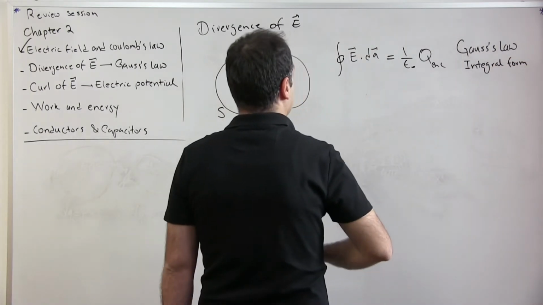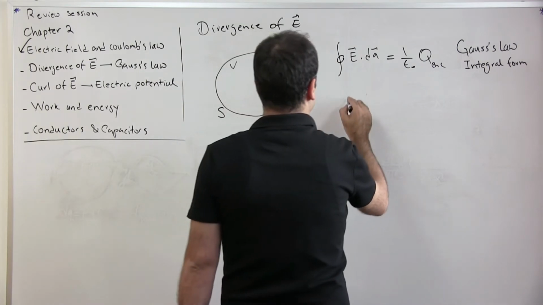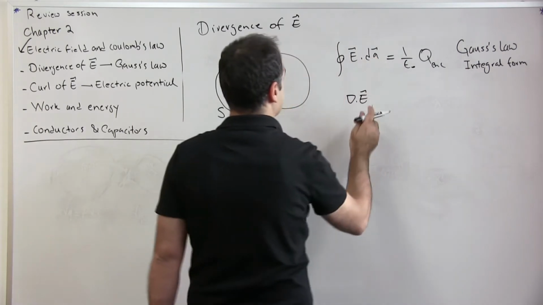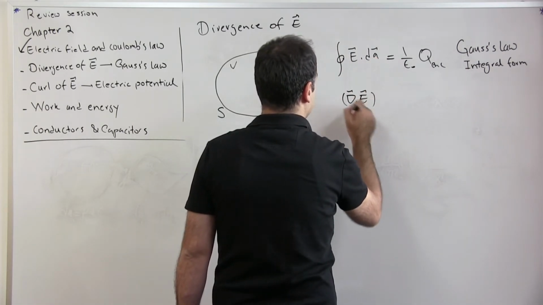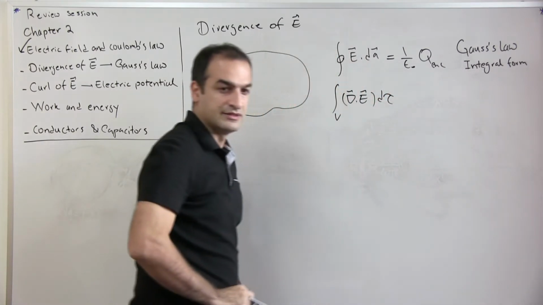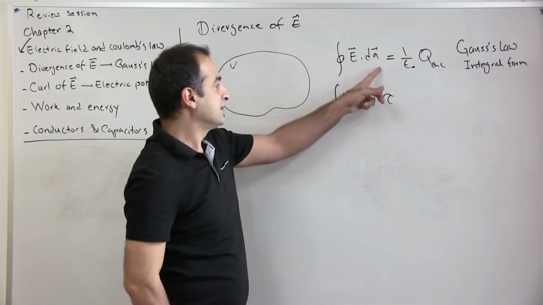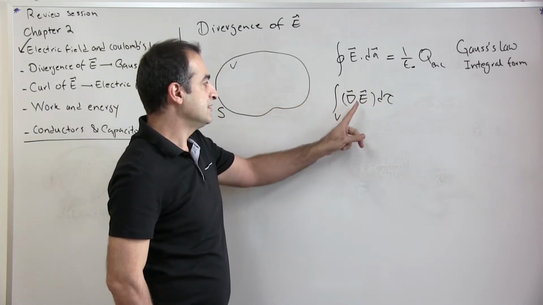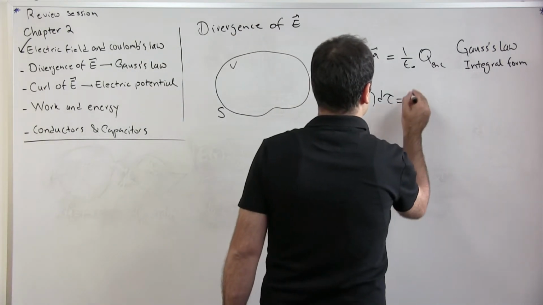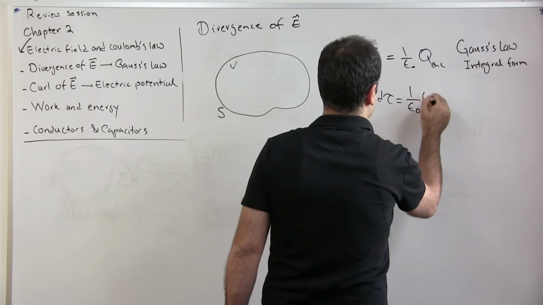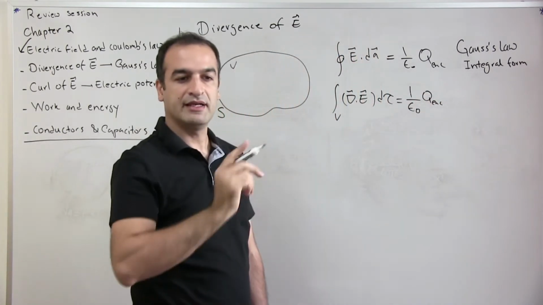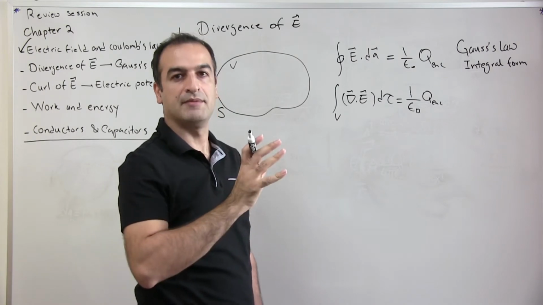Okay, and if you look at the divergence of E, this integral can be written as the integral of the divergence of E d tau over the volume. This is the divergence theorem: E dot dA equals the integral of the divergence of E d tau over the volume. And Gauss law says that it's equal to 1 over epsilon 0 times Q enclosed, and that Q enclosed can be written in terms of the integral of the charge density over the same volume.